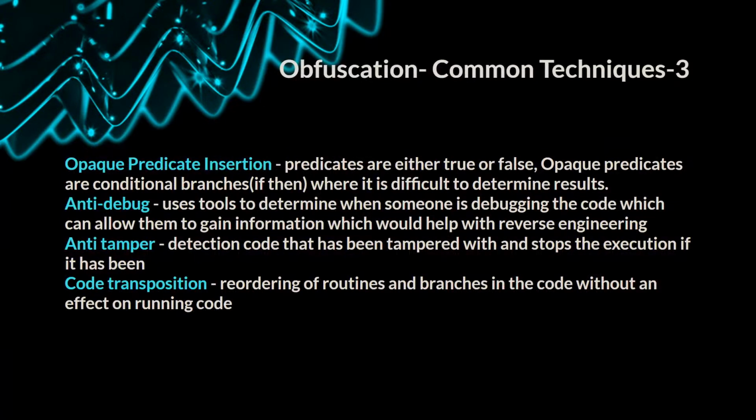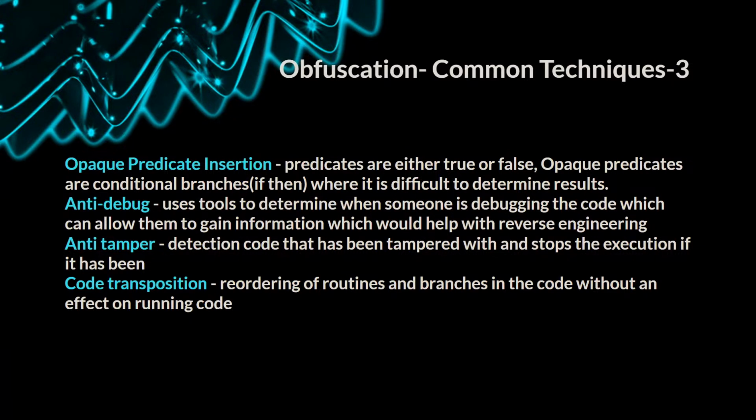Then here's a fancy sounding one. So there's opaque predicate insertion. Predicates are basically statements, usually mathematical, that are either true or false. So opaque predicates are conditional branches.